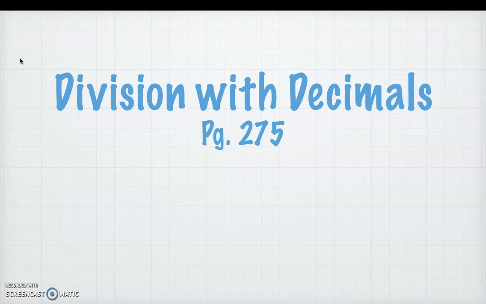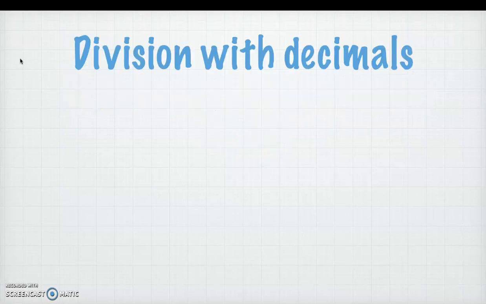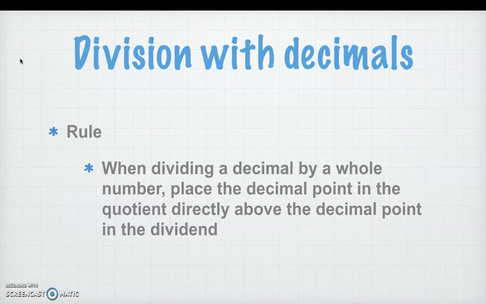So we are on page 275. There is one rule that we do have to follow as we are dividing with decimals. The rule says that when dividing a decimal by a whole number, place the decimal point in the quotient directly above the decimal point in the dividend. So that's the first step that we are going to do. We are going to place the decimal point in the quotient directly above the decimal point in the dividend. After that, we're just going to divide as usual.